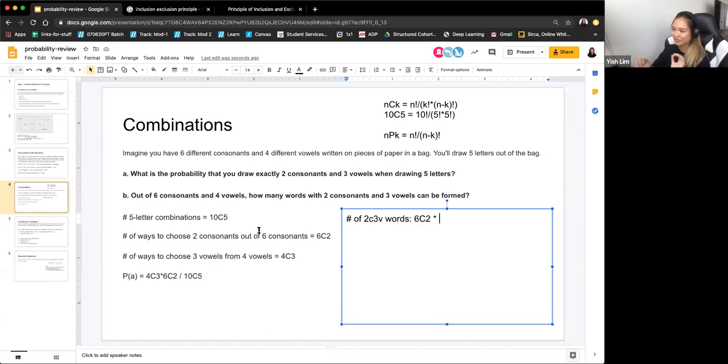Similarly, the number of like 3 vowels, if you have like A, E, I, O, the number of different ways you can choose 3 out of 4 will be 4 choose 3. And so that's the total. Let me just double check this real quick. But I think that should be the total number of words, unless they're taking into account something else that I want to double check really quickly right now. Let's see. Sorry, I just want to make sure that I'm not missing anything.